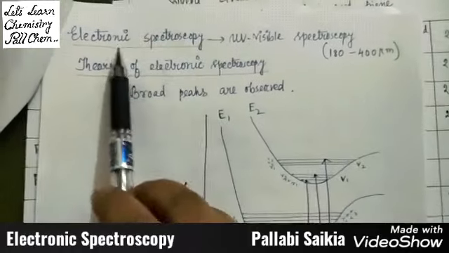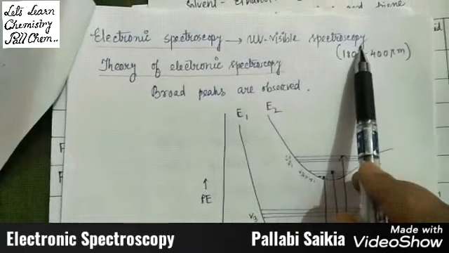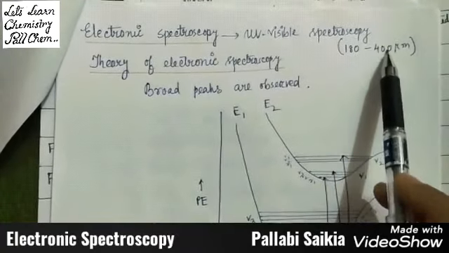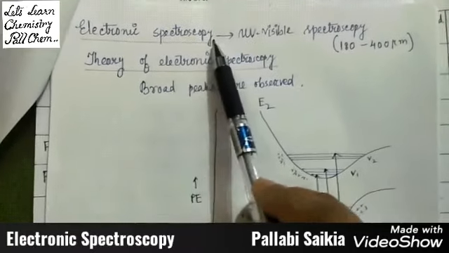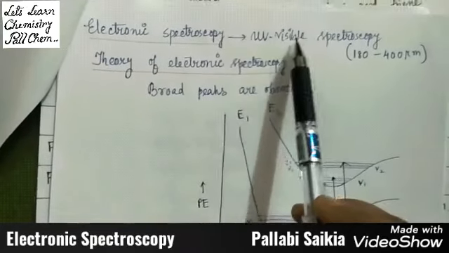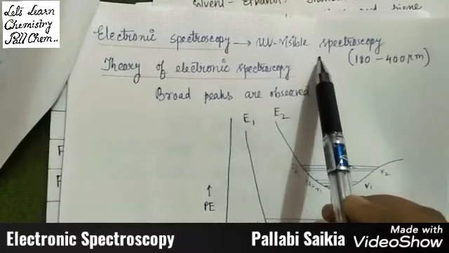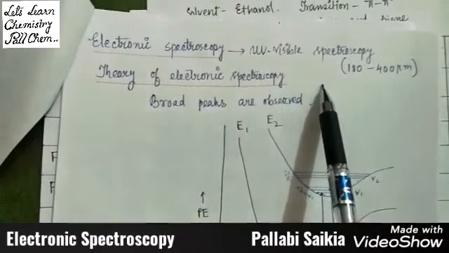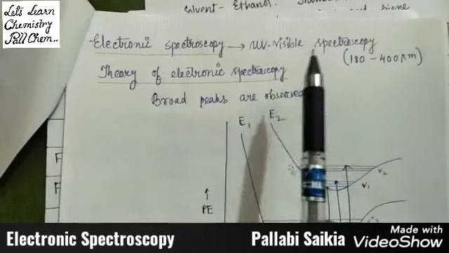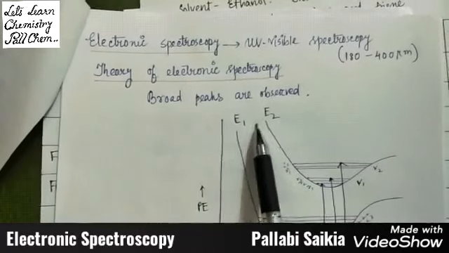So electronic spectroscopy is nothing but UV-visible spectroscopy, whose wavelength range is 180 to 400 nanometers. Another name for electronic spectroscopy is UV-visible spectroscopy, because the absorption of UV-visible radiation by a molecule leads to transitions among the electronic energy levels of the molecule. If we look at the theory of electronic spectroscopy, normally the peaks observed are very broad.